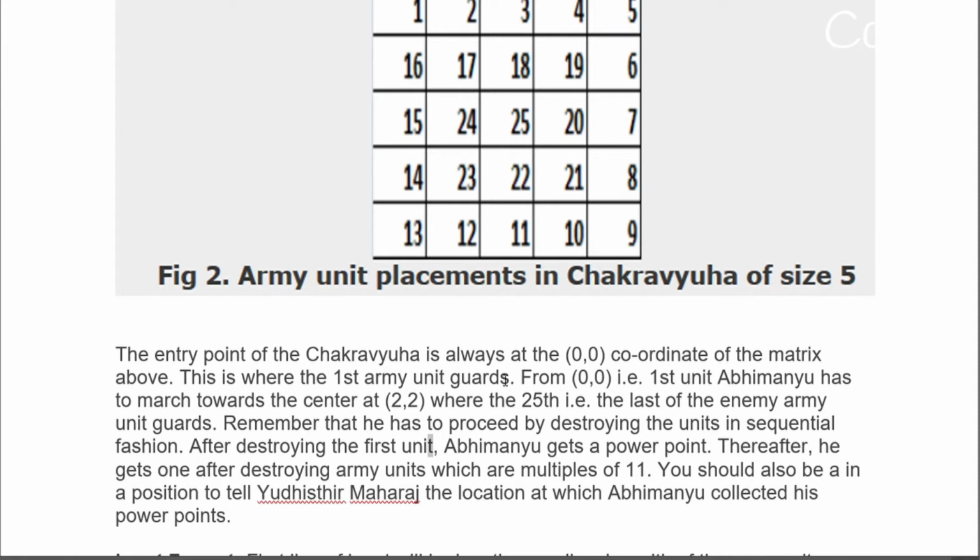We also have to show which path Abhimanyu has followed. That is what makes this question a little bit tricky. Otherwise, if we just had to count how many power points Abhimanyu gathers, that could be done with a formula, and it would have been a one-liner solution. But unfortunately, that's not the case.